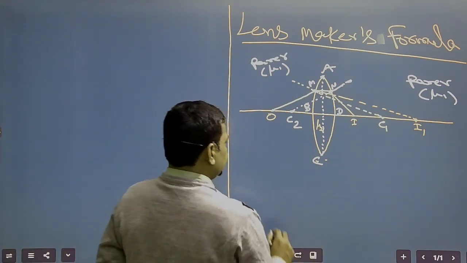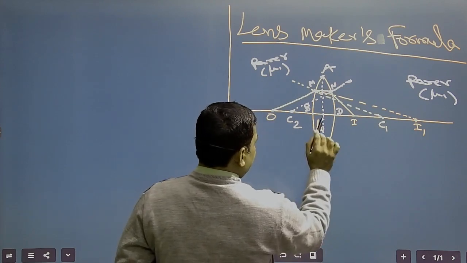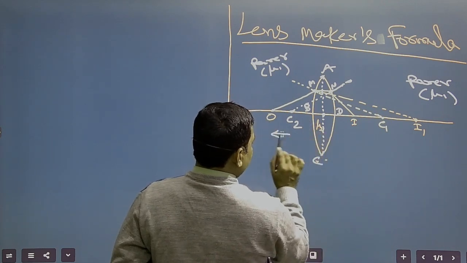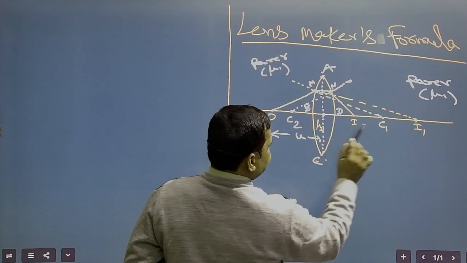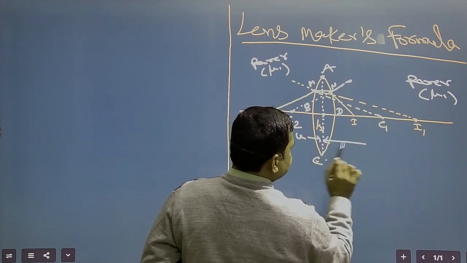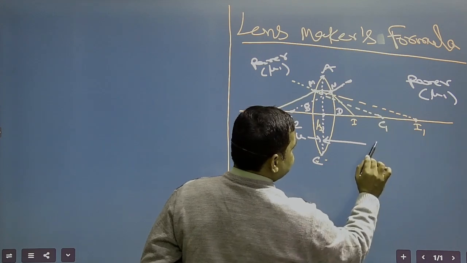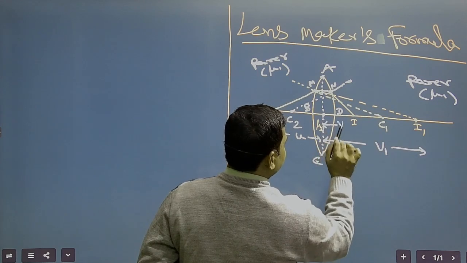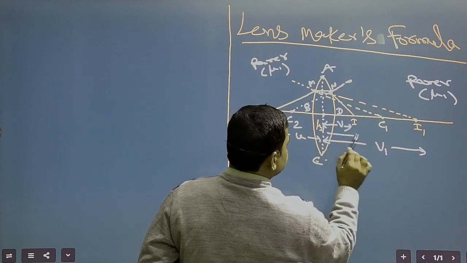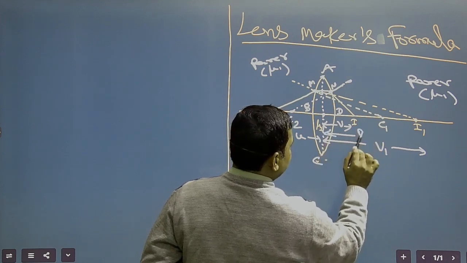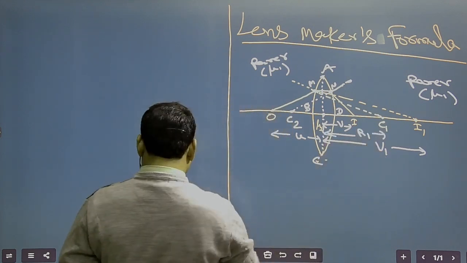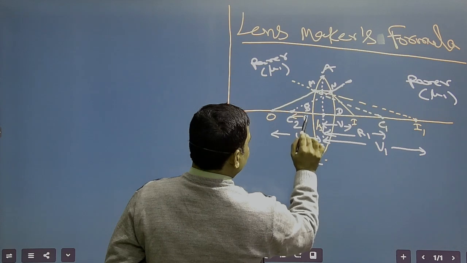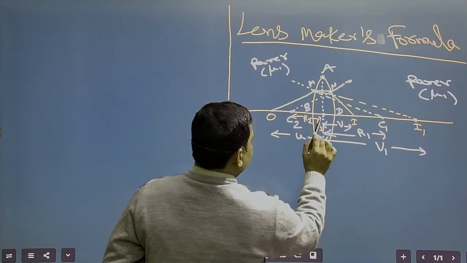Now you see the object and this optical center. The distance will be the object distance, and for the first image formed by the first refracting surface, let that be your V1, and the final image distance, let this be your V. You know the center of curvature for C1, this is R1, and for C2, this will be your R2, right? So all the distances we have measured.